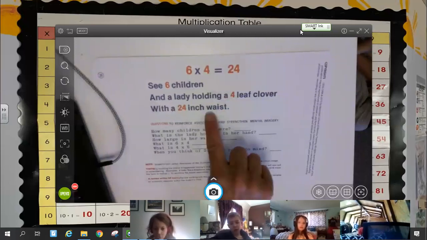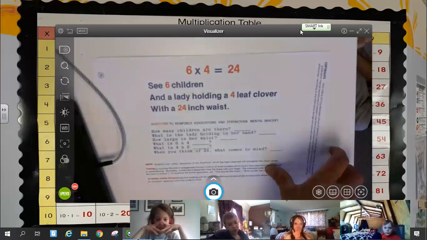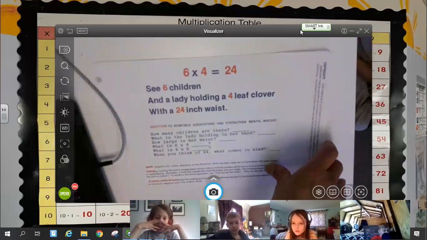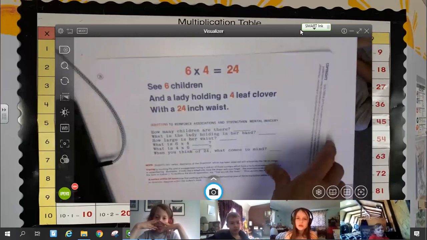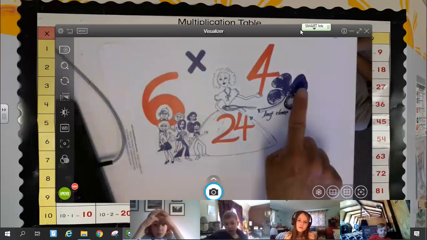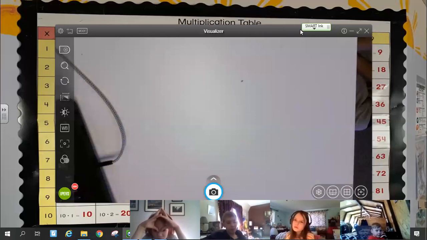How many children are there? 6. What is the lady holding in her hand? A 4-leaf clover. And how large is her waist? 24 inches. Let's say it. 6 times 4 equals 24. We have so many 4-leaf clover riddles.